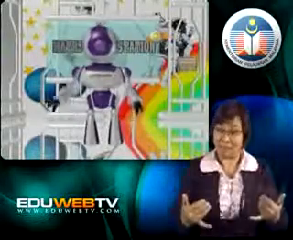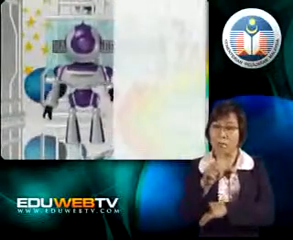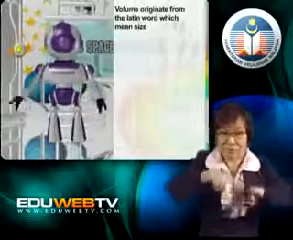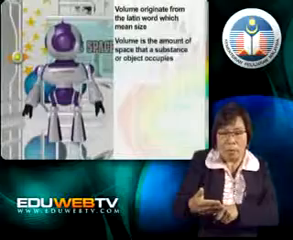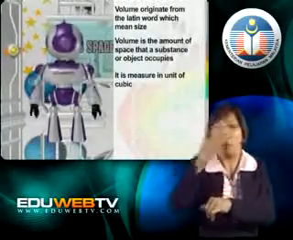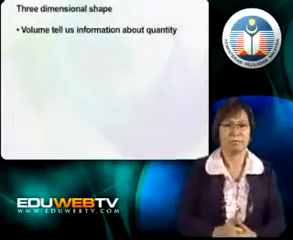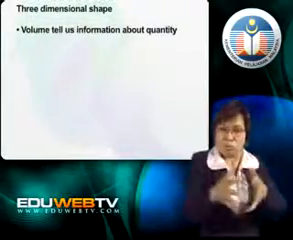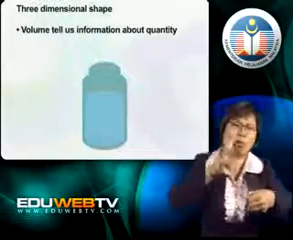Now, let us learn about volume. Volume originates from a Latin word meaning size. Volume is the amount of space that a substance or object occupies. It is measured in cubic units. Why is volume important and what is it used for? Volume is important because it tells us information about quantity, and it is used every day, like how much we need to fill our water bottle and many more.